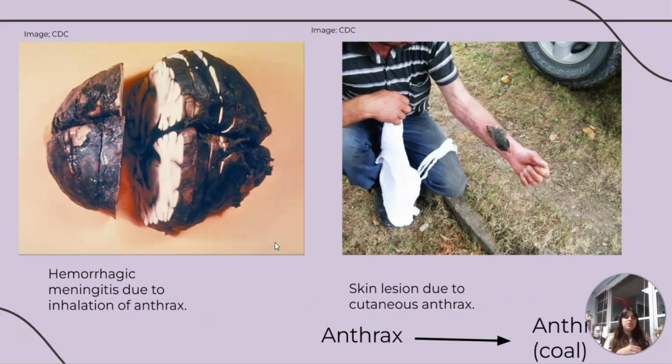So here you can see an image of a brain of a person who died due to inhalation anthrax, and you can see the black sort of surface around it and the grayish coloring of the brain, and that's due to hemorrhagic meningitis. Then also, next to that, we see one of those skin lesions that I was talking about due to cutaneous anthrax, and that is actually where anthrax gets its name. It comes from the Greek word anthracus, which means coal, and it's due to these coal-like lesions on the skin when a person gets cutaneous anthrax.